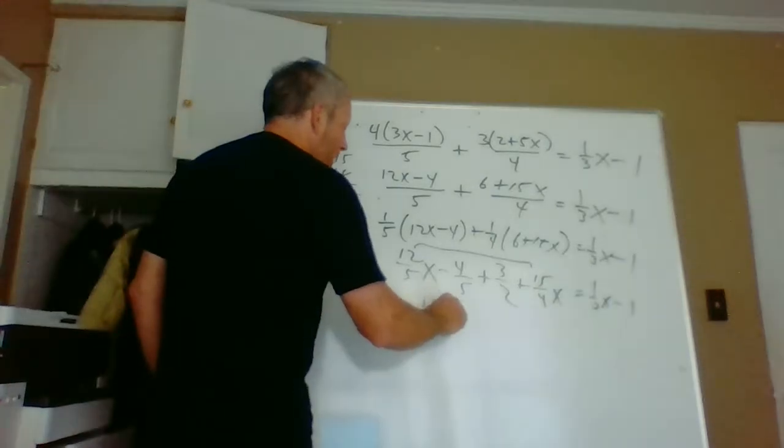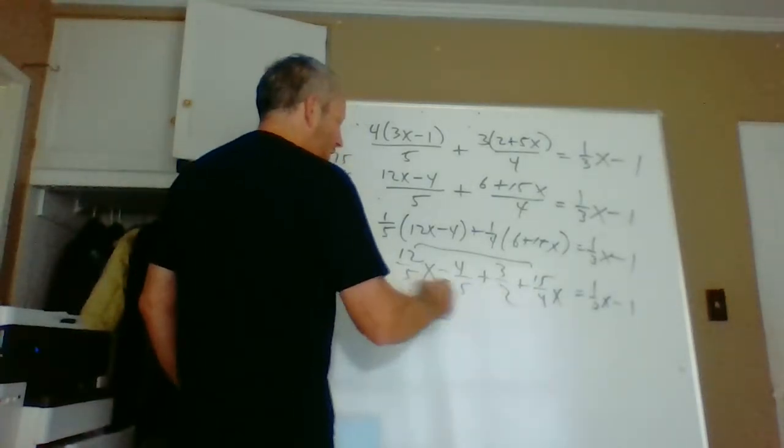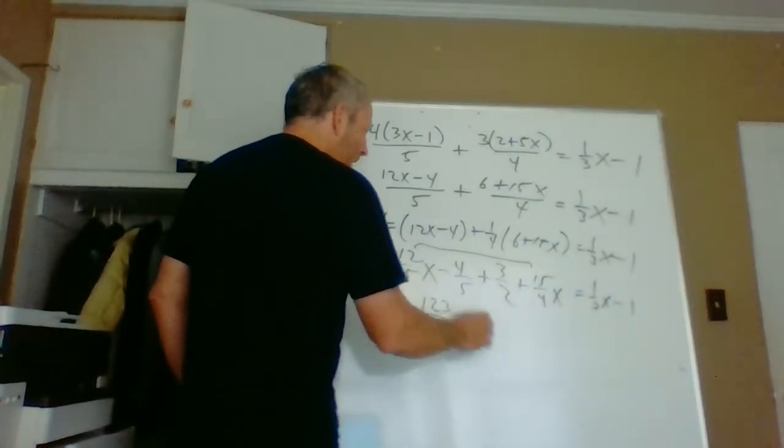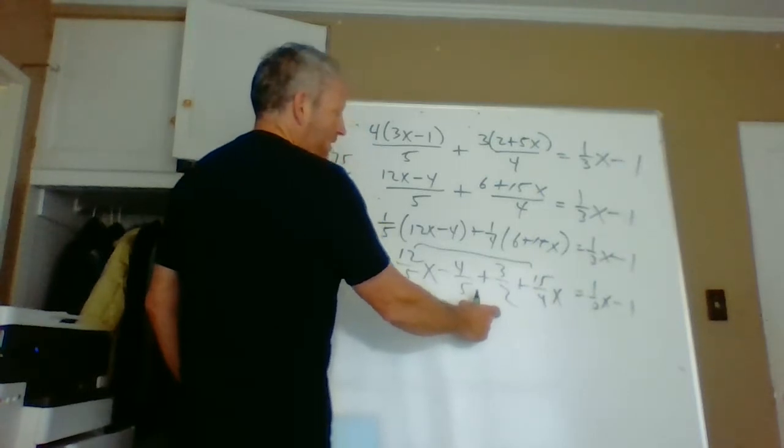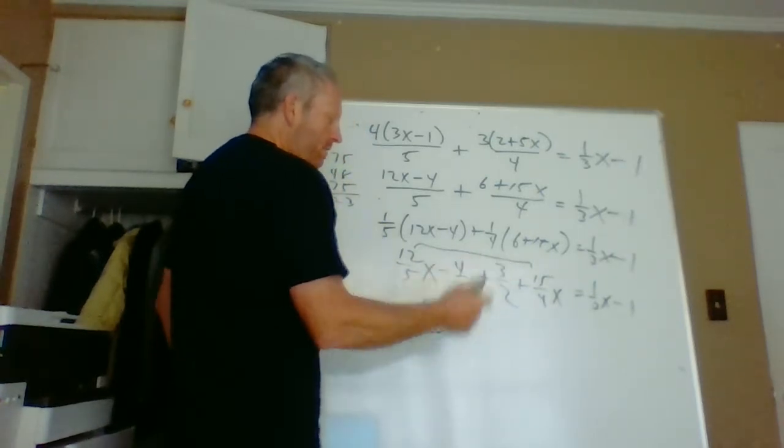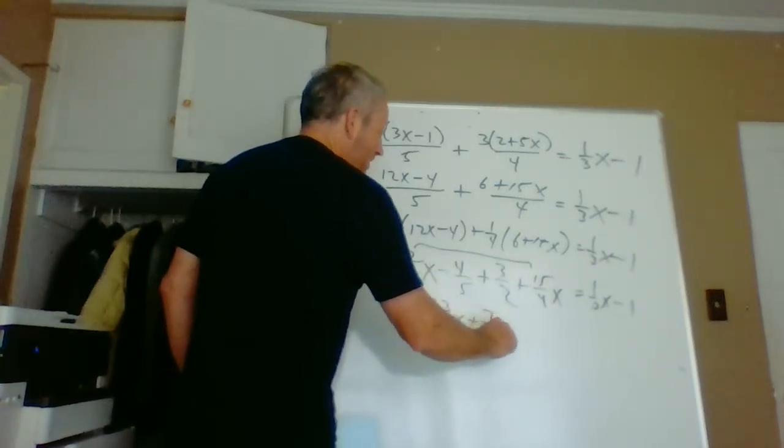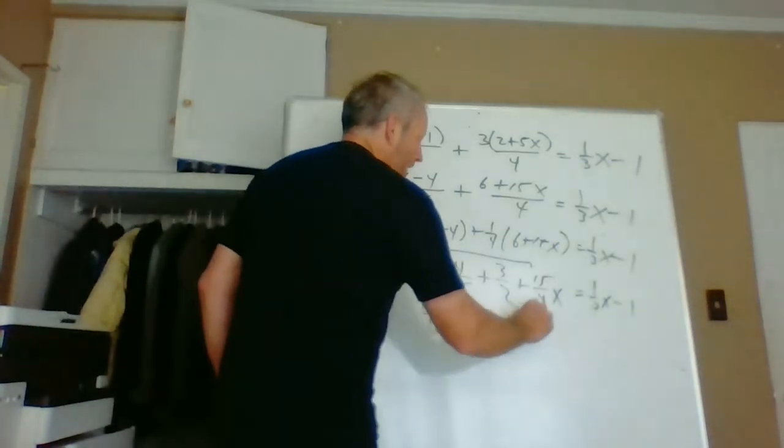So 123 divided by, what was our common denominator, 20, x. And then these two right here, let's see, negative 8 plus 15, so plus 7/10. So, okay, not too bad. And over here, 1/3 x minus 1.